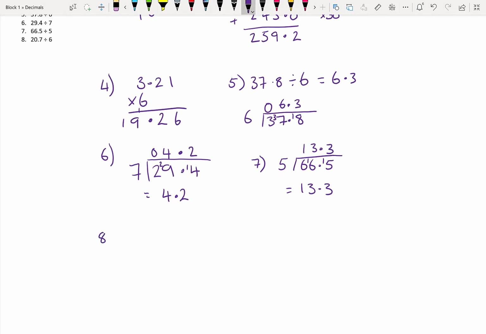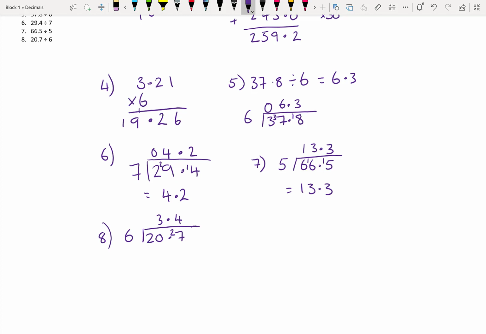And finally, I want to find here how many 6s go into 20.7. So how many 6s go into 2? Well, there aren't any. How many 6s go into 20? Well, it's going to be 3 of them, with 2 left over. I've passed my decimal point, so pop it up. How many 6s go into 27? Well, this isn't an exact one. This is going to leave me with a bit of a remainder. So 6 4s are 24. There's 4. And I've got 3 left over.